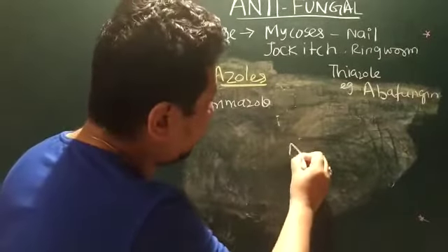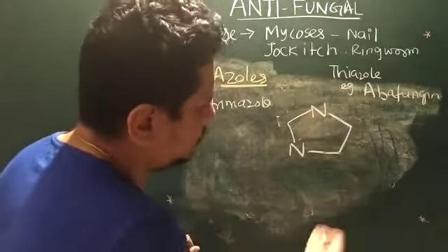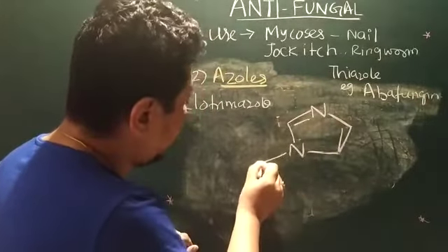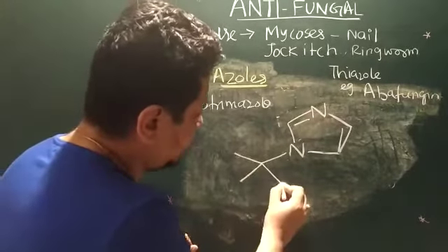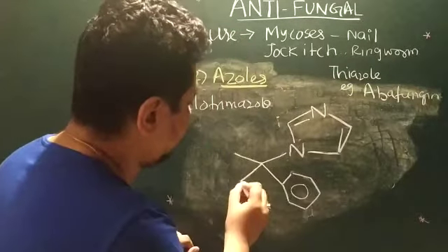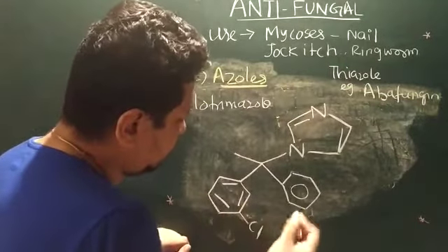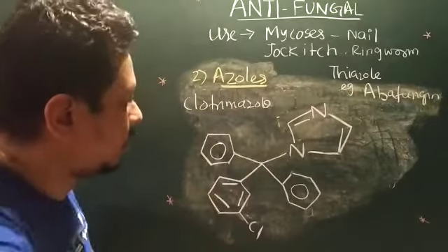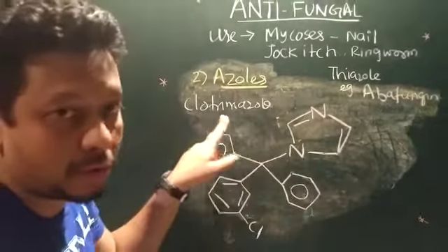So imidazole, if I draw the structure, I will satisfy the double bond. Then over here I am using three substitutions. All three are phenyl. Okay. And one is a meta-chloro substitution, and the remaining are only phenyl. So it is chlorotriphenyl methyl imidazole, known as clotrimazole.